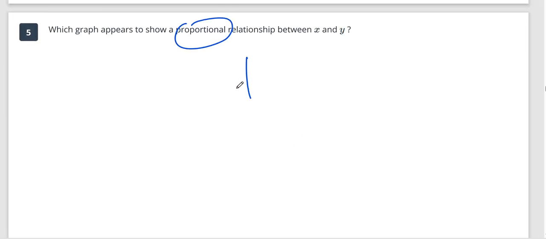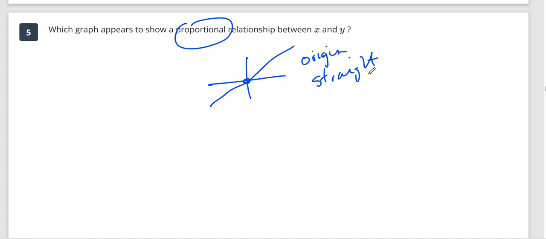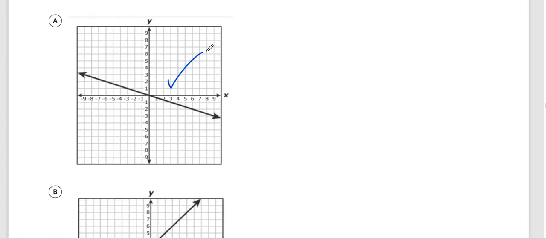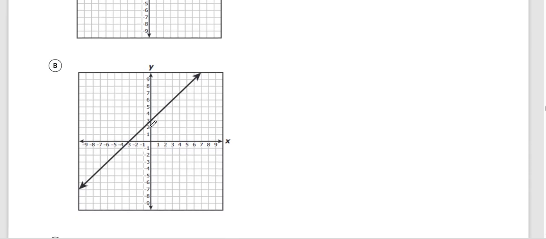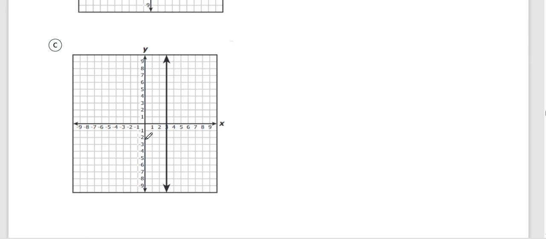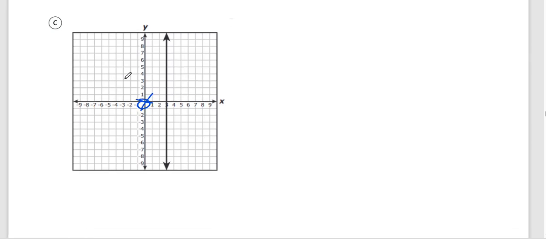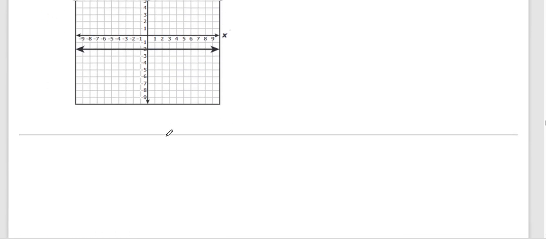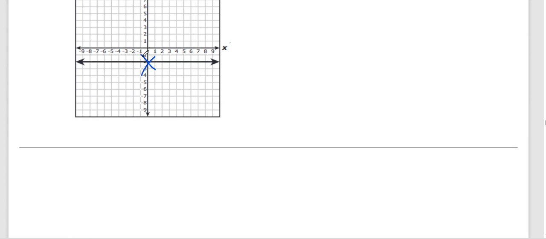Proportional means a line going through the origin that is straight. Going through the origin, and straight. If it doesn't go through the origin, or if it's not straight, it can't be proportional. Oh, that's my answer. Pretty easy. A, not going through the origin, so it's not proportional. Not going through the origin, not proportional. Not going through the origin, not proportional.